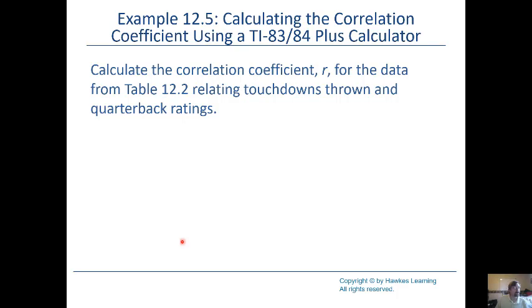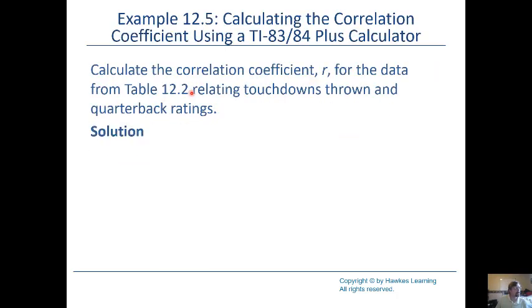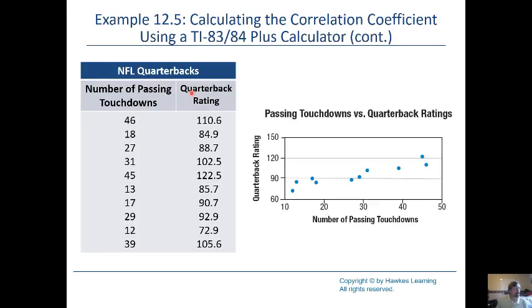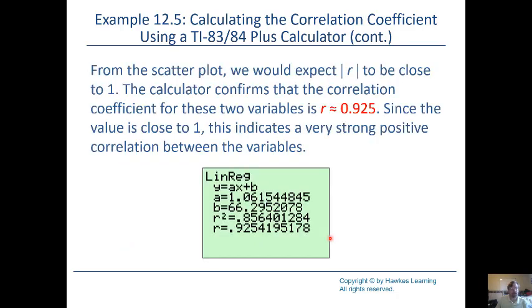So if we do now touchdowns thrown and quarterback ratings, double check. Right, so now we've got this data. We again put these in, we put our x value in L1, our y value in L2. Steps are the same. And we get a correlation coefficient of 0.925, which indicates a strong positive correlation between the variables.